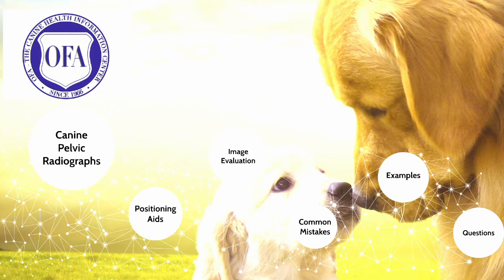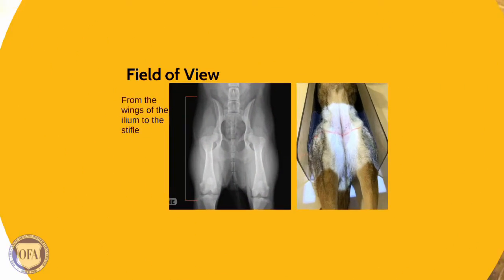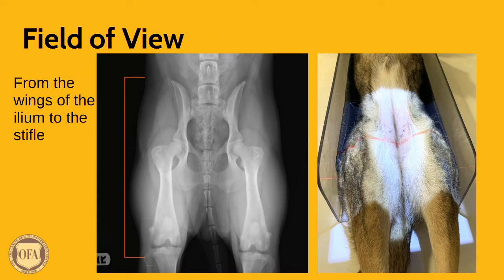Once the image has been acquired, the next step is to evaluate the image and to determine whether the image is well positioned and ready for submission, or whether the patient needs to be adjusted and images retaken. So what do we look for to ensure that the pelvis is straight on radiographs? First, we want to ensure that the necessary anatomic structures are included and that the field of view is appropriate. This means that the image should extend from the cranial aspect of the ilial wings to the level of the stifles, as indicated by the orange lines in the image on the left.